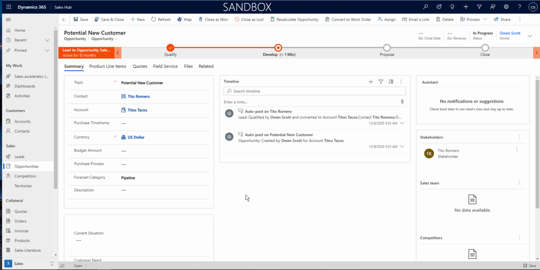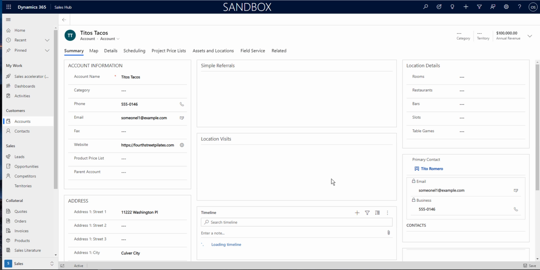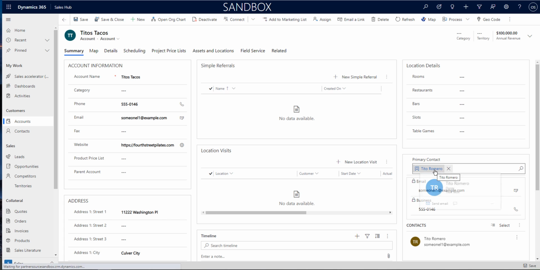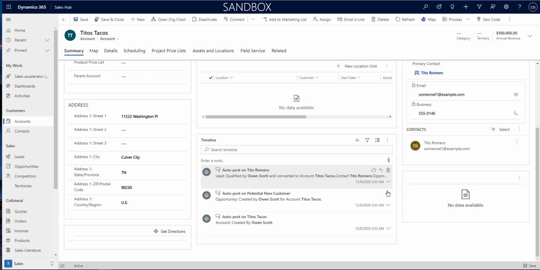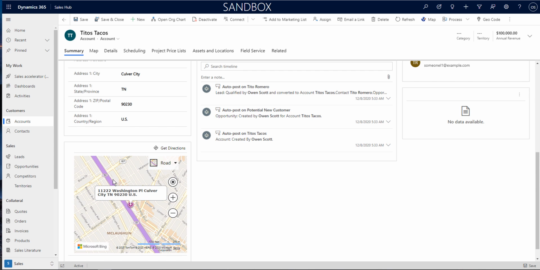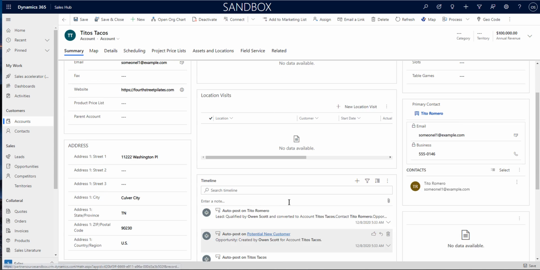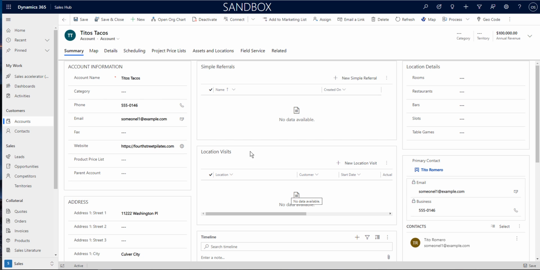So in one click, not only did you advance to the next stage, we're in the develop stage right now, but you also created 3 other records besides the lead. You created an opportunity, which has certain features, and I'll explain in a moment, you also created a related contact and a related account. And those are in fact related. If I were to click on Tito's Tacos, I would see as a primary contact Tito Romero, which is the person. I would also see the opportunity as well as certain map functions and things like that, all created in one click.